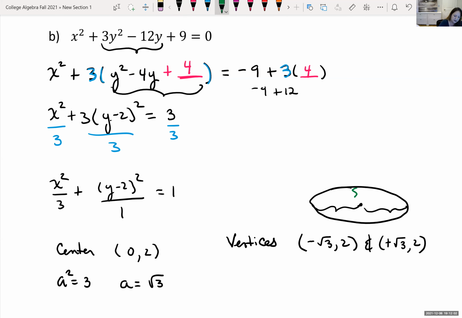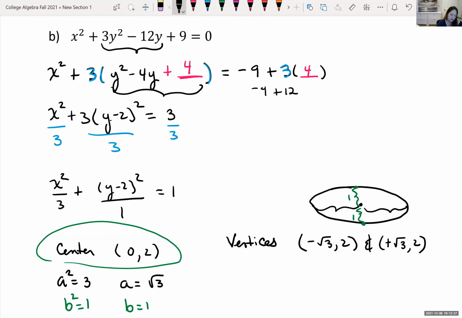But I also want to get the vertices on my minor axis, so that will help me graph it if I needed to graph it. And so I need to look at my b value. My b squared is 1, so b is 1. So I want to go up 1, down 1, and that's going to affect the y value of the center. And so adding 1 and subtracting 1 to 2. So 0, and then we have 2 minus 1, which is 1, and 0, 2 plus 1, which is 3.